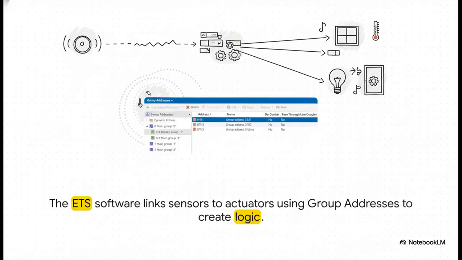And how does this all get set up? It's all programmed in a single piece of software called ETS. This is basically the mission control center where an installer links the sensor's command to one or more actuators using those group addresses. This is how you build all that cool logic and create scenes telling the building precisely how you want it to behave.